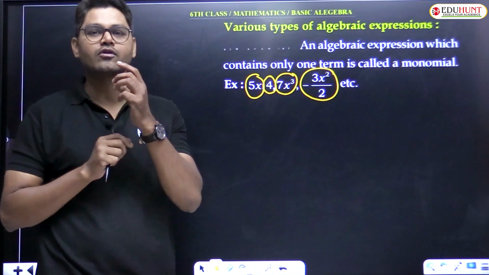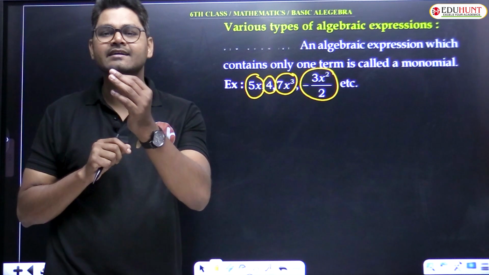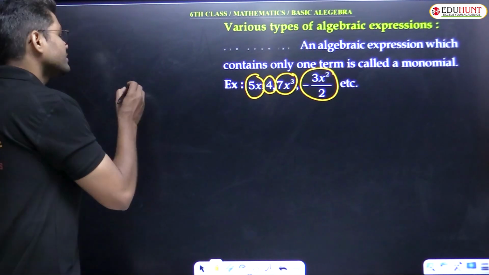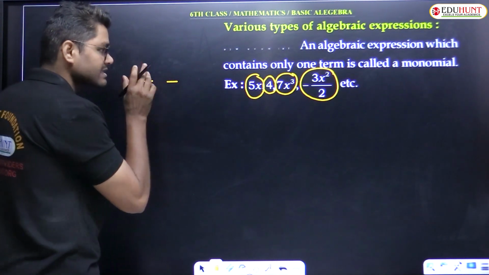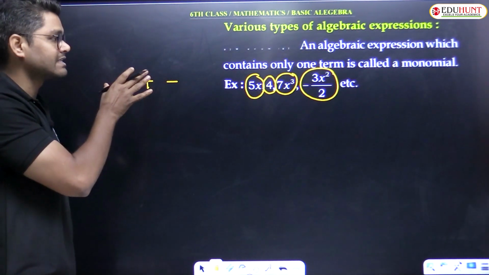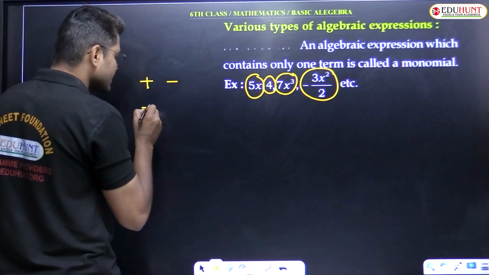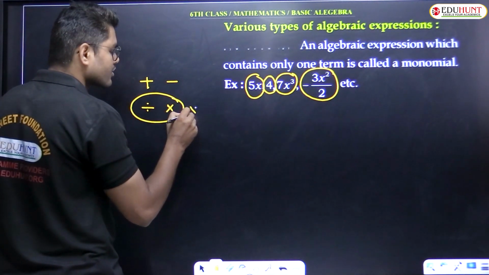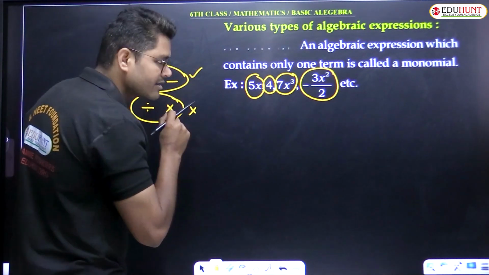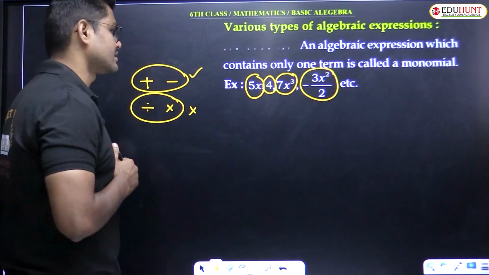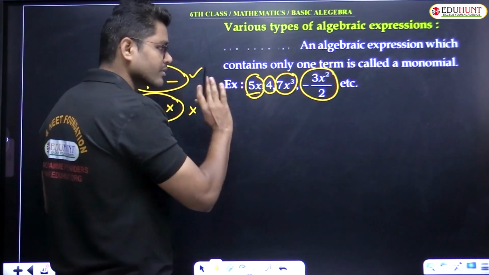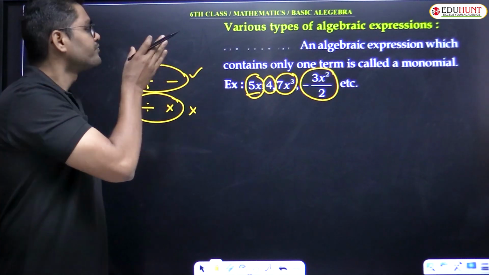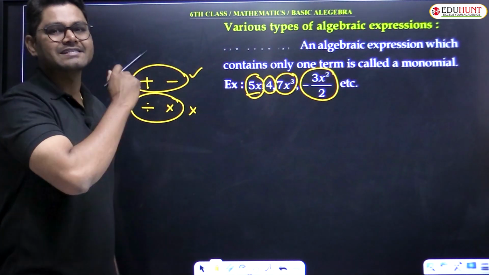Here one point you have to remember: how do we segregate terms? Terms are separated by using plus sign and minus sign only. You have to understand this and remember this. Terms are not separated by divided by and into. Terms are only separated by plus and minus. Here 5 into x is only one term, not two terms, because terms are separated by plus and minus sign.